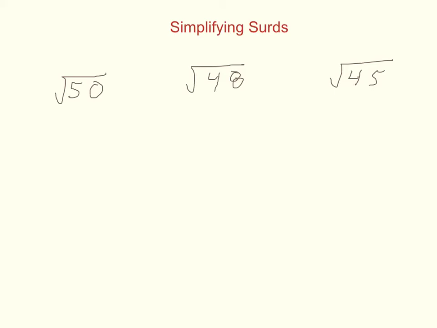Okay, the objective of this video is to learn how to simplify surds. Another name for surds is numbers written with the radical sign, or the square root sign. Maybe you'd call it simplifying radicals, since the square root sign is sometimes called a radical sign, but we'll call them surds.